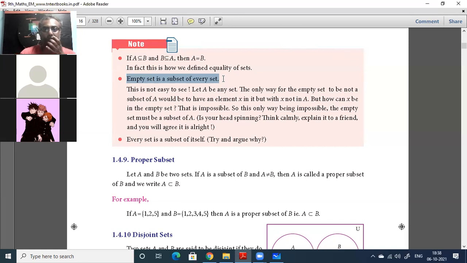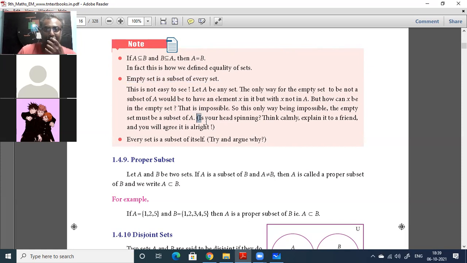But how can X be in the empty set? That is impossible. So the only way this is impossible is if the empty set is a subset of A. Is your head spinning? Think calmly. Explain it to a friend and you will agree it is all right.